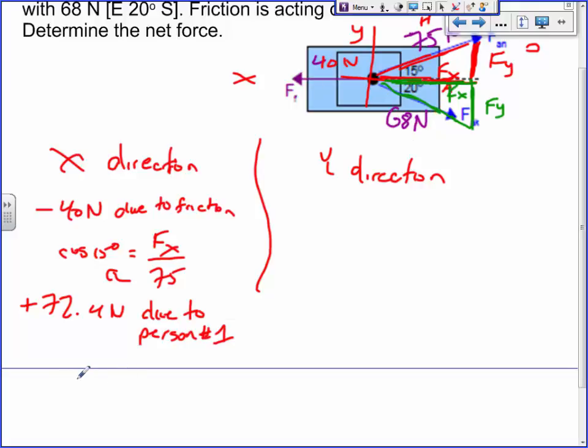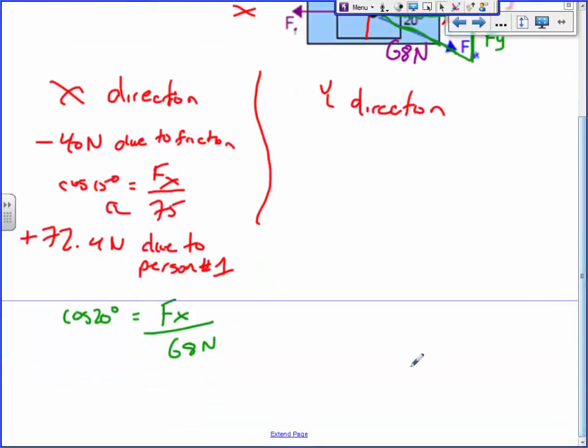Because really, what's going to happen here is you could say that the cosine of 20 is equal to the adjacent. The adjacent would be our x direction amount. The hypotenuse would be 68. So help me out again here. What's 68 times cosine of 20? 63.9. So then, again, I'm going to make that a positive 63.9 newtons. And that's due to person number 2.